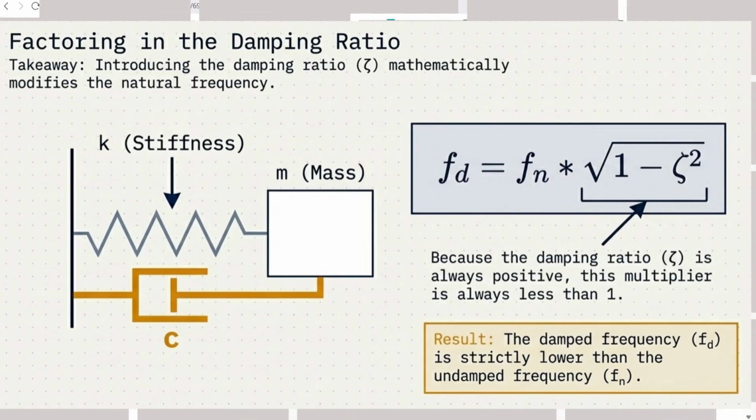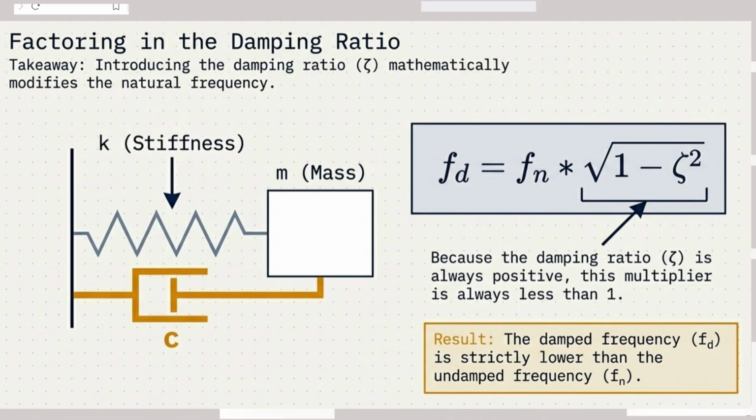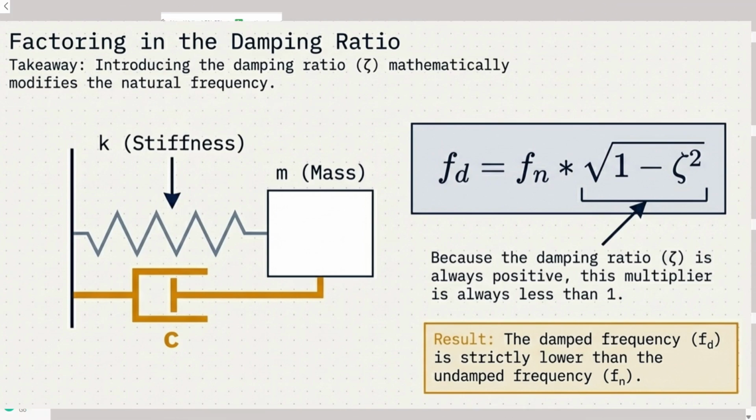But if we include damping, the damped natural frequency is going to be root over 1 minus zeta square into our natural frequency. Where zeta is nothing but the damping ratio, and the damping ratio is always positive.